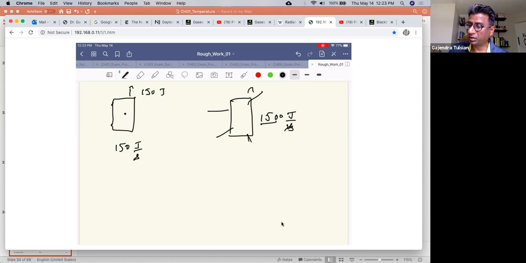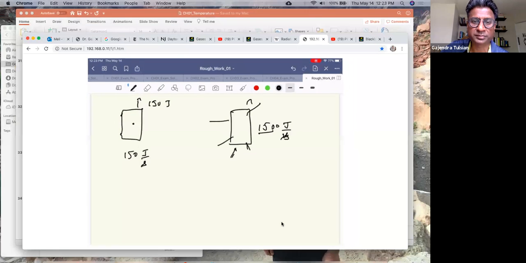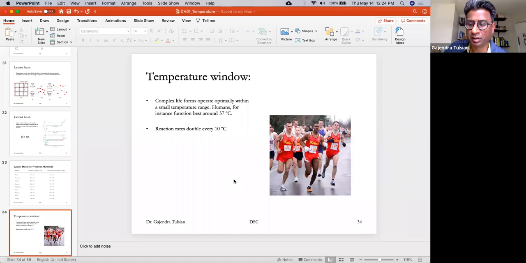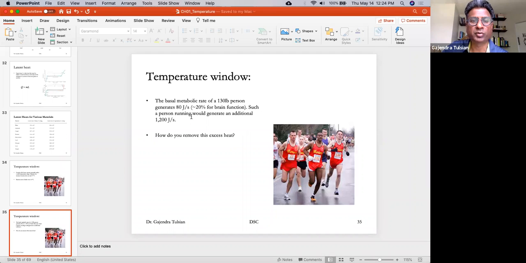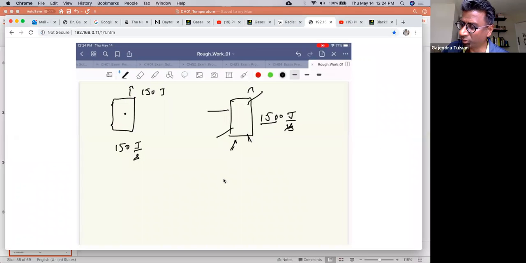Okay. So the thing is, how does the system maintain its core temperature? That's the question. So that's the engineering question. So how do you remove the excess heat? So here are the numbers: a 130 pound person generates 80 joules per second. By the way, 20% of the heat is generated in your brain. Yes, 20% of your energy consumption is in your brain. Such a person running would generate 1200 joules per second. So how do you remove this excess heat? So here's what the body does.